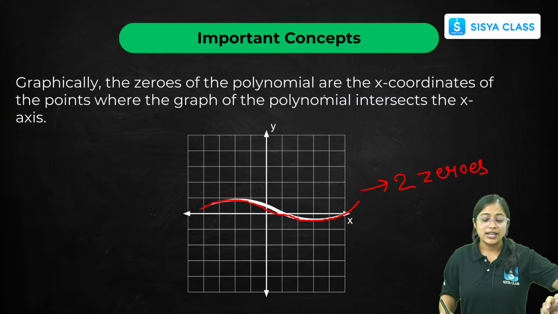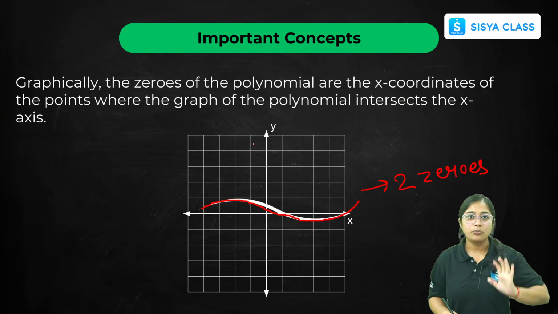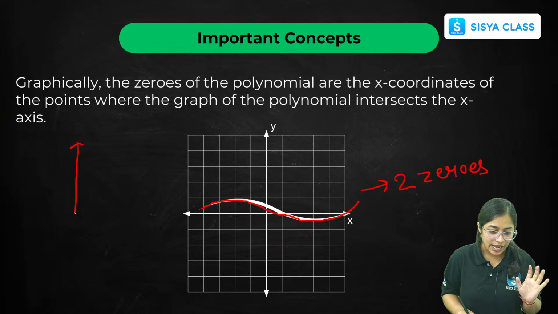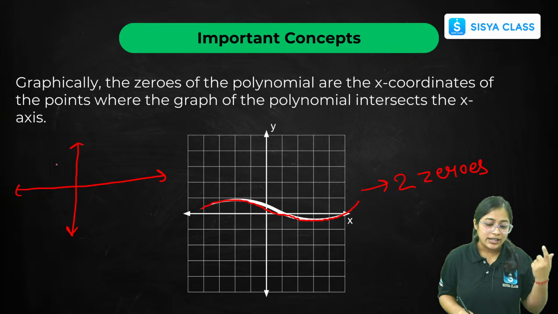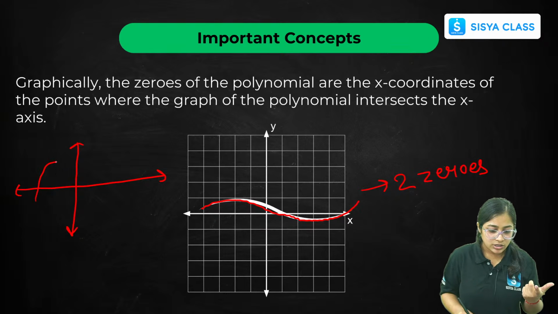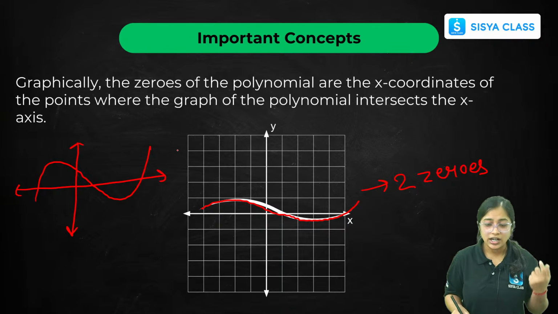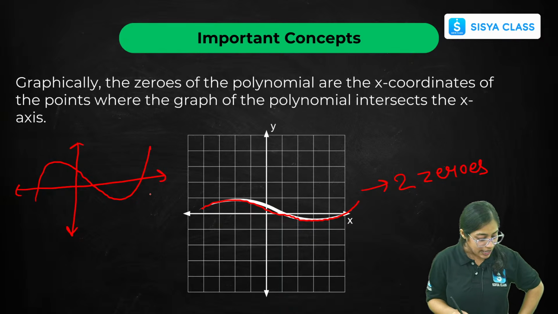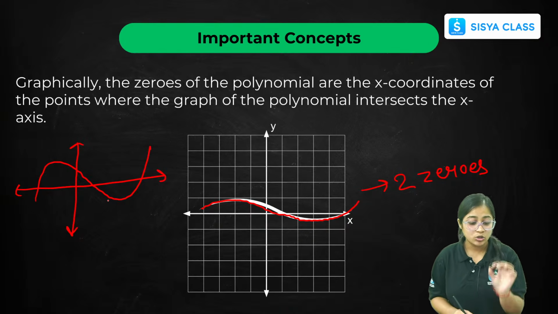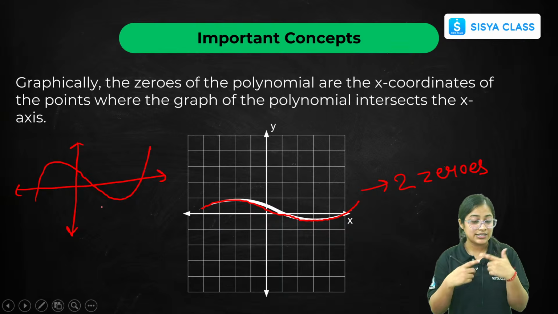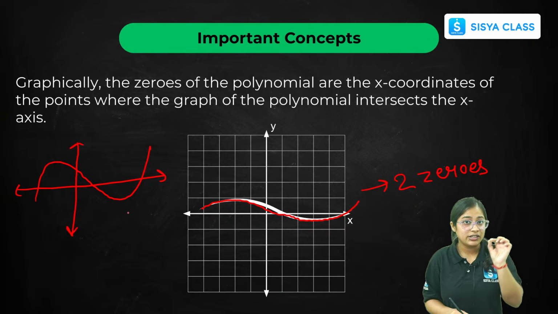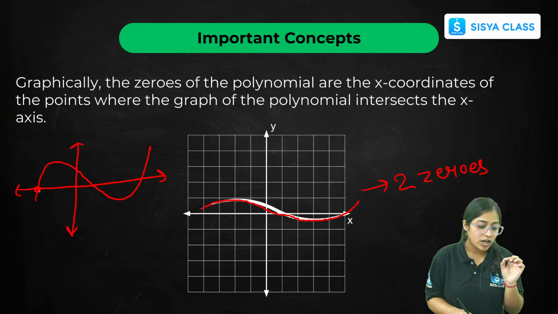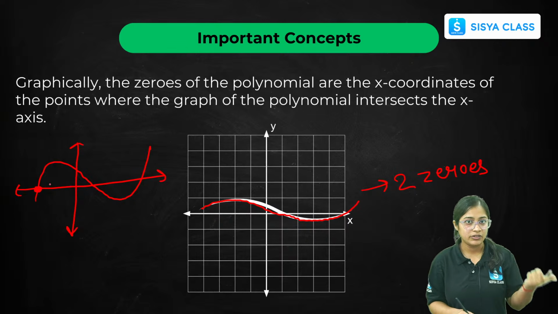So the zeros of your polynomial are where it intersects your x-axis. If let's suppose I have a quadratic polynomial, or any polynomial, and the graph of that polynomial looks like this, then how many zeros does it have? Just see how the graph of this polynomial is intersecting with the x-axis. This is the one point where it is intersecting with the x-axis.